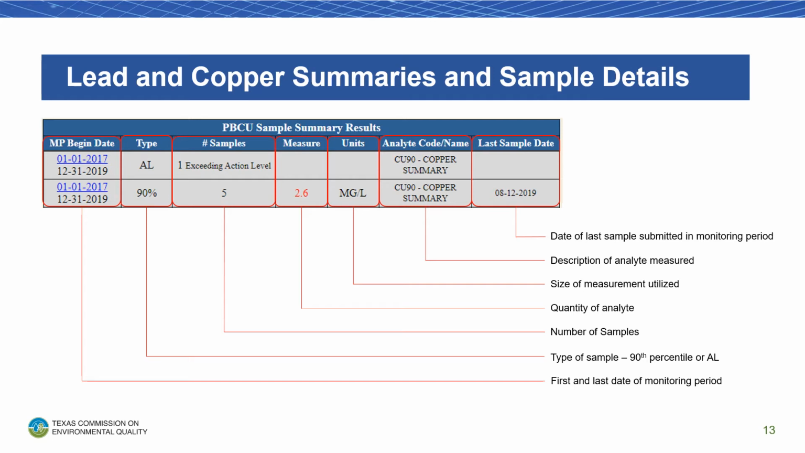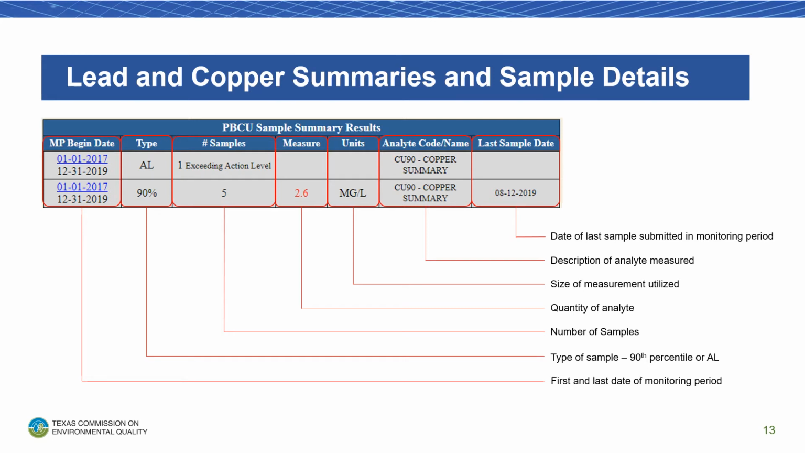Rows with a 90th percentile type will show the 90th percentile quantity of all samples. If the 90th percentile exceeds the action level, the measurement will be shown in red. Rows labeled as AL do not have any measurement in this field, as these rows only indicate if any sample has exceeded the action level. Units describes the size of measurement utilized. Analyte code/name describes the analyte being measured. There are separate entries for both lead and copper.